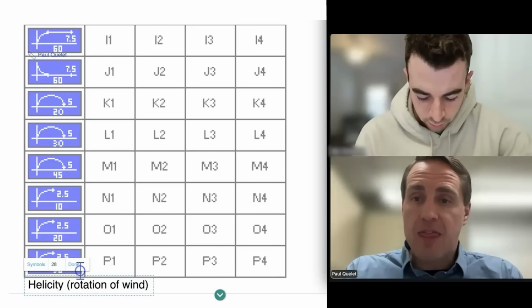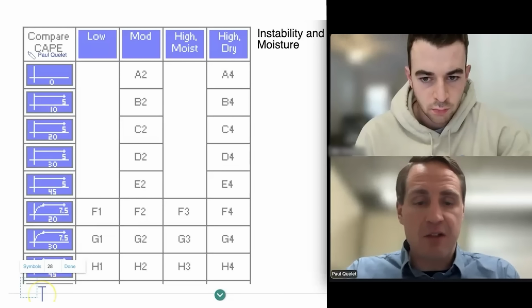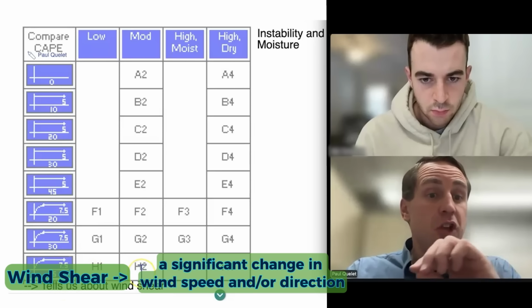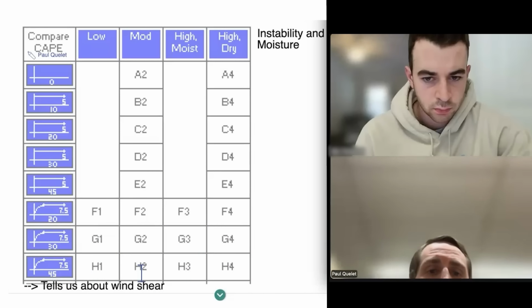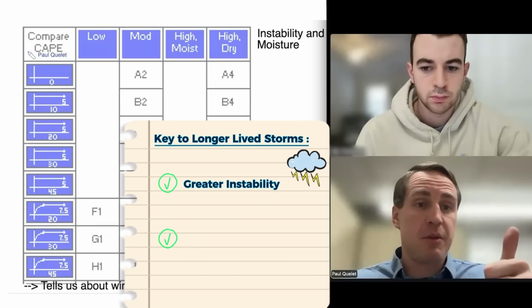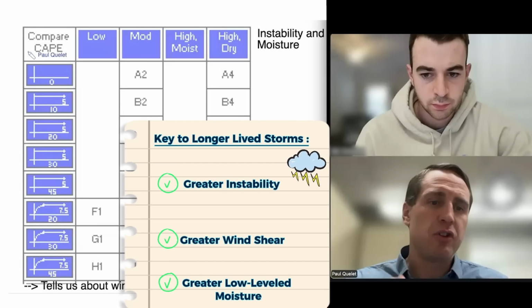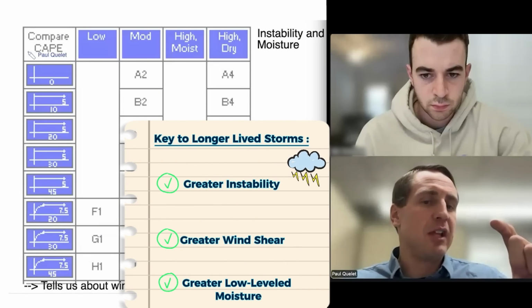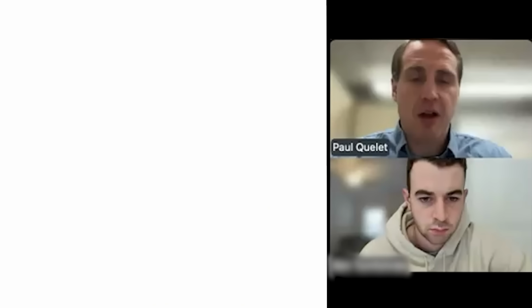of the wind. And then the length of the hodograph is important, because the length of the hodograph is going to tell us about the amount of wind shear. So generally, the longer the hodograph, the more the wind shear. What makes storms longer lived, for the most part, is going to be greater instability and greater wind shear. Typically also greater moisture, but the moisture especially at low levels. One thing I think would be useful to do is let's summarize what some of these environments look like.